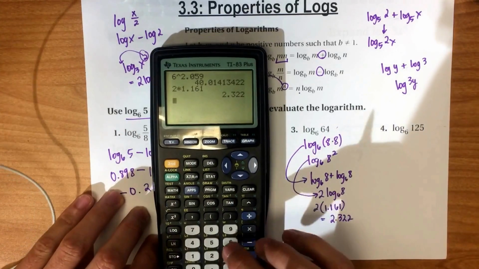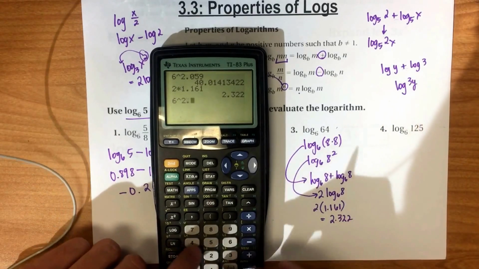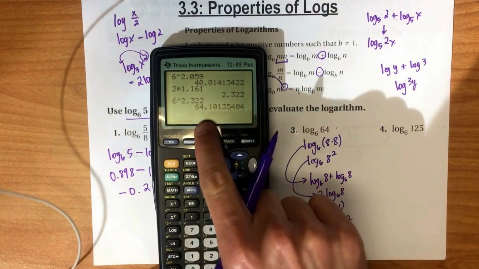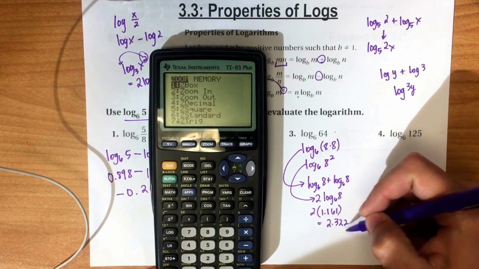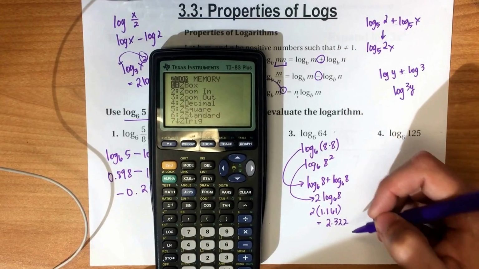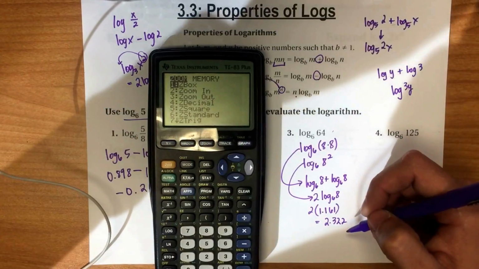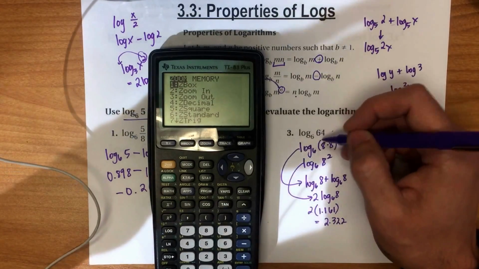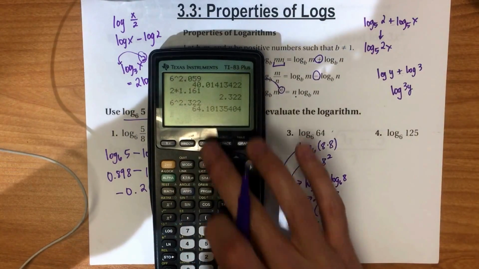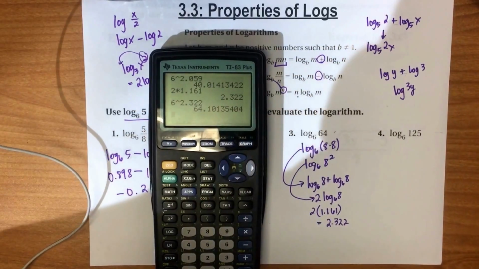So if I went to my calculator and I did 6 to that power, we get 64.1. Now again, this isn't exact because this decimal here is a rounded decimal. If I had more decimal places and this was more exact, then this is going to be a lot closer to 64 than what that decimal gives you.